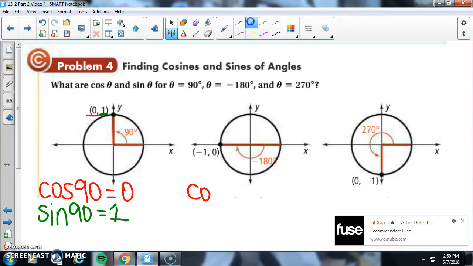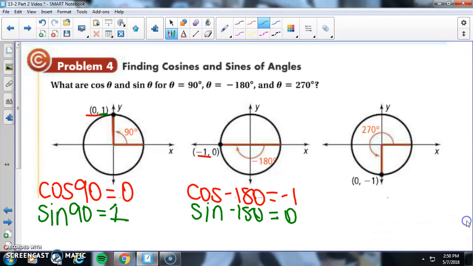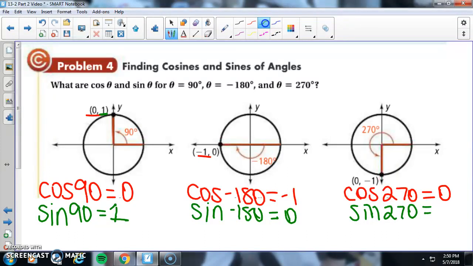The cosine of negative 180 degrees is negative 1. The sine of negative 180 degrees is 0. The cosine of 270 degrees is 0. The sine of 270 degrees is negative 1.